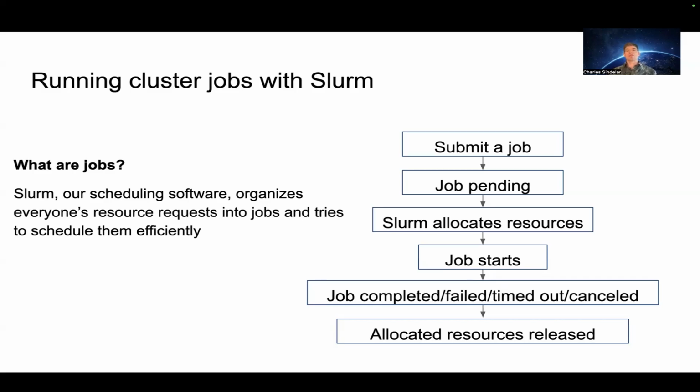The way that Slurm works is that you will use Slurm to submit a job, and then while Slurm looks for the resources that you need and potentially frees them up from other users, the job will be pending. After that, once Slurm has allocated the resources your job needs, it will start and then hopefully finish at some point later, or it may time out or fail or be canceled by you, at which point the allocated resources are released so that other users may use them.